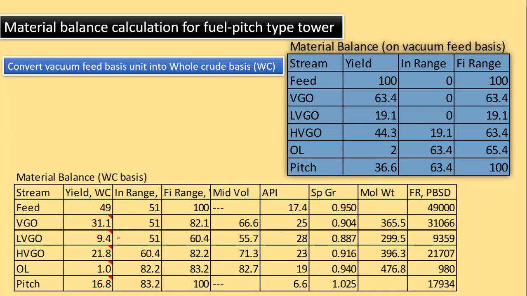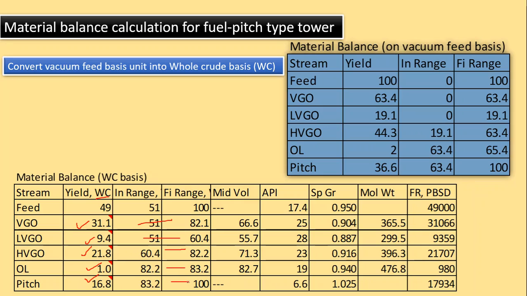We can find yield in the whole crude basis. WC means whole crude basis. This will be 9.4, this will be 21.8, this is very close to 1, and the pitch value will be 16.8. Then the ranges: how the ranges can be calculated. These are the ranges of all these materials.